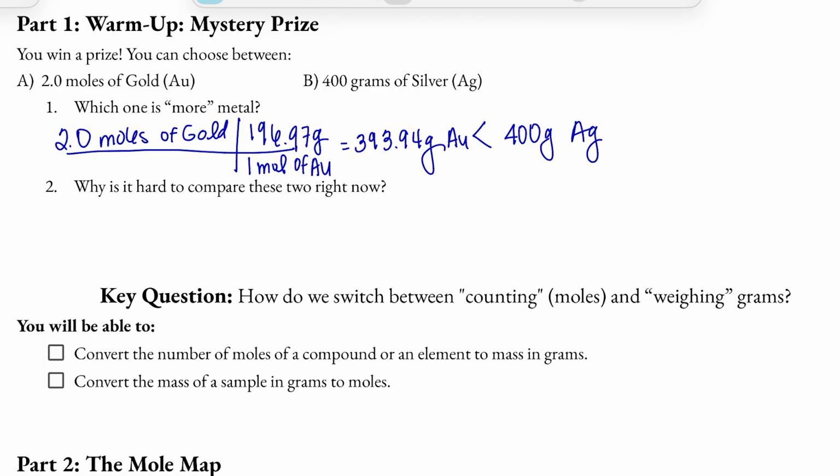Okay, and again, it's hard to compare them because they're in different languages. Okay, so different units, and we need to convert them to be the same.